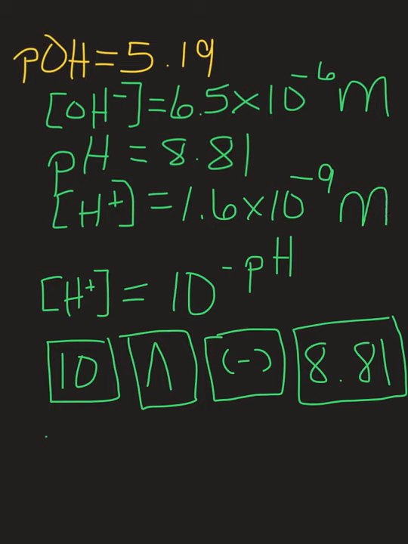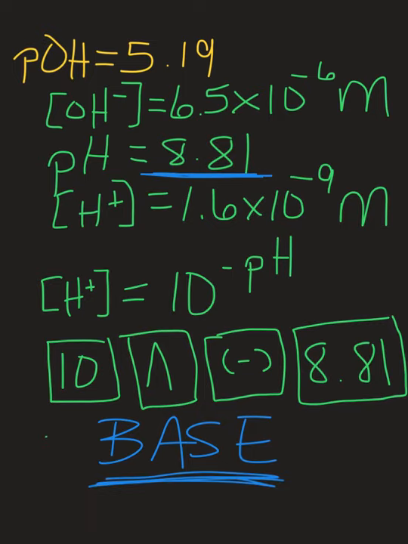Is this an acid or a base? This is a base. Okay? Our pH is greater than 7. Greater than 7 means base. So we can really go from any starting point and get any one of these values using these equations.